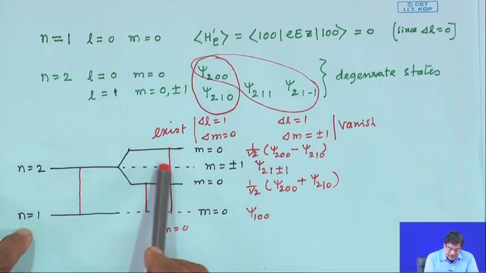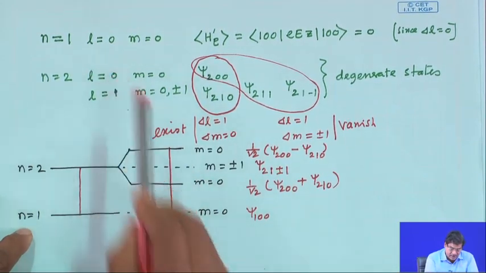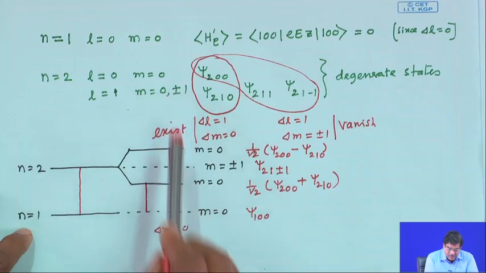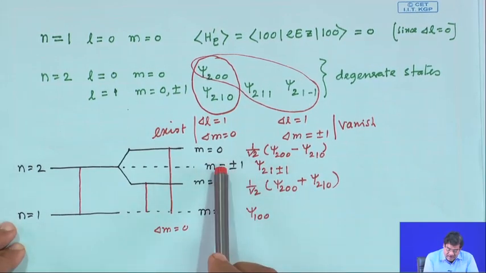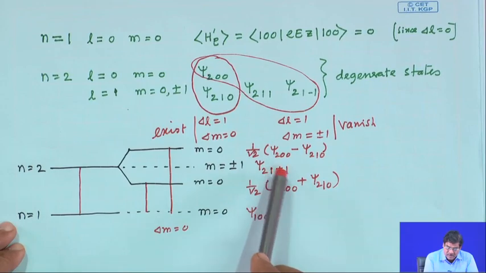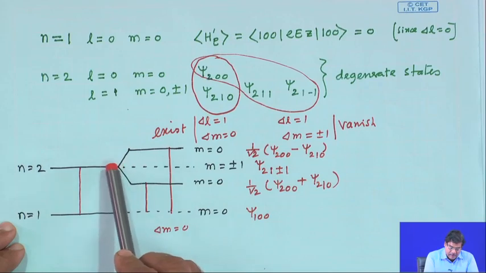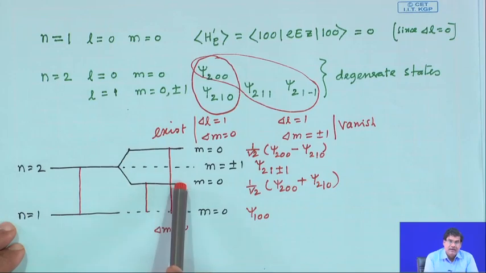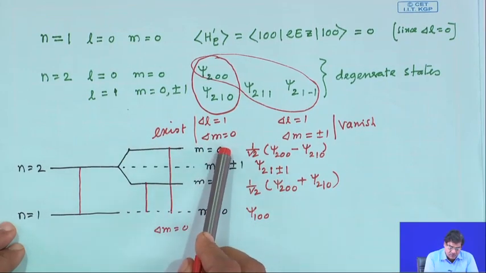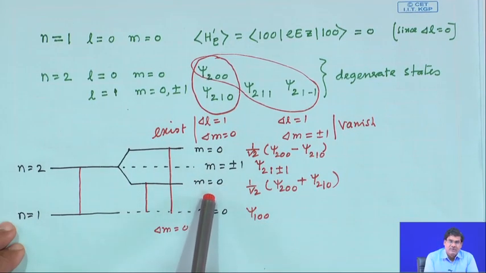So, for n equal to 2, originally there are 4 states. For m equal to plus minus 1, these 2 states remain degenerate; their energy will not change. Basically their wave functions are psi 2 1 plus minus 1. And now here we will get only a splitting into 2 lines, this and this other one. So, this one is basically for m equal to 0, and the other one also m equal to 0.